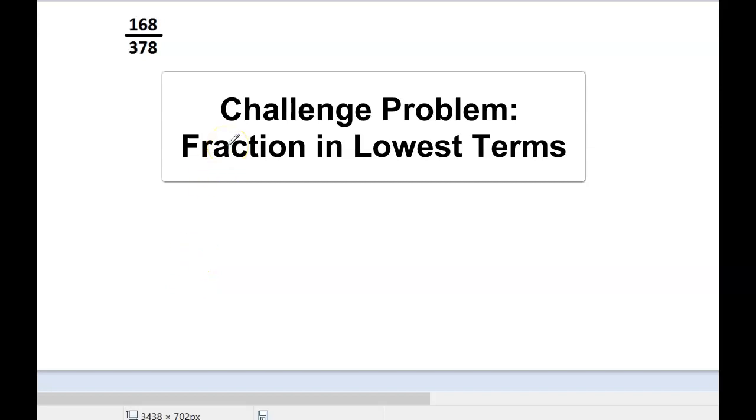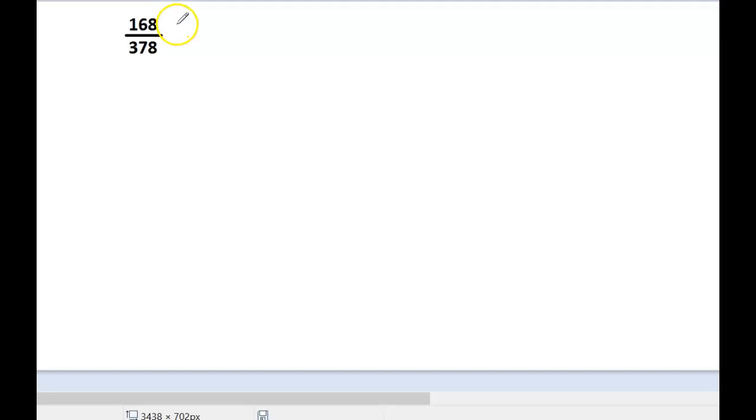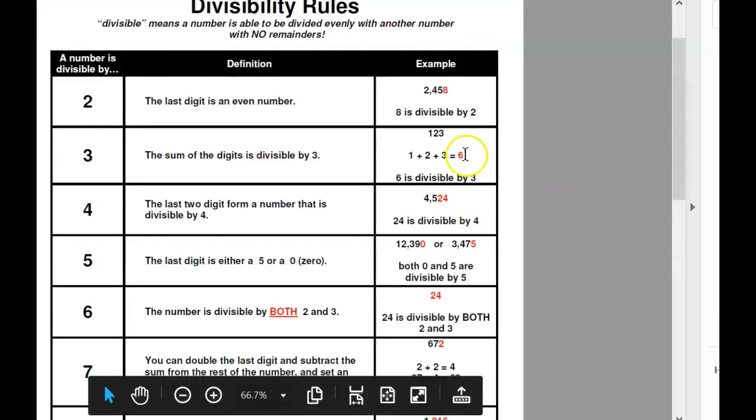Challenge problem, fraction in lowest terms. So we're asked to put the fraction 168 over 378 into lowest or simplest terms. For large numbers like this, it's best to have a few divisibility rules up your sleeve. These are rules that tell you whether a number is a factor of that number. So here are some for 2, 3, 4, 5, and so on.